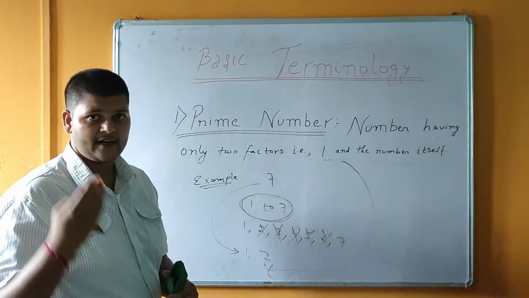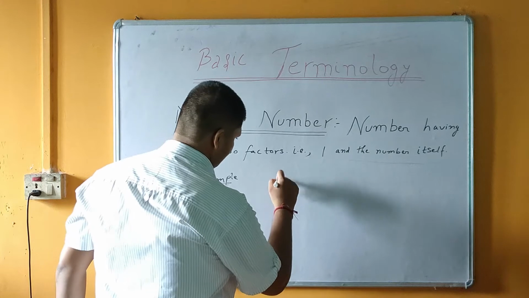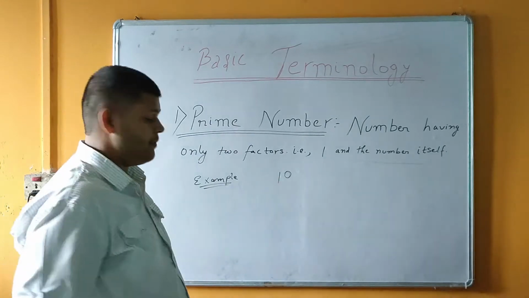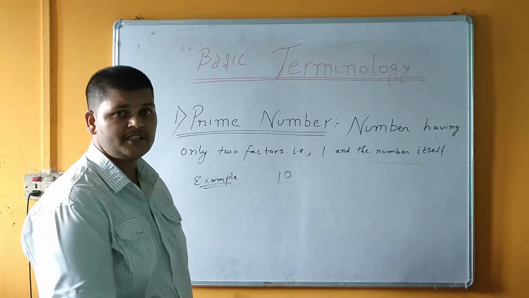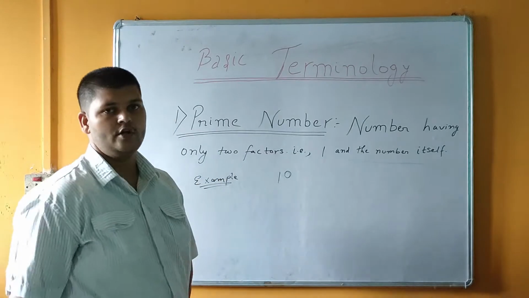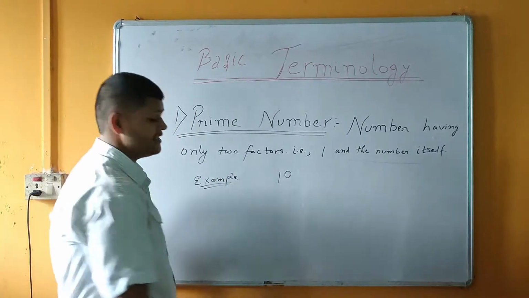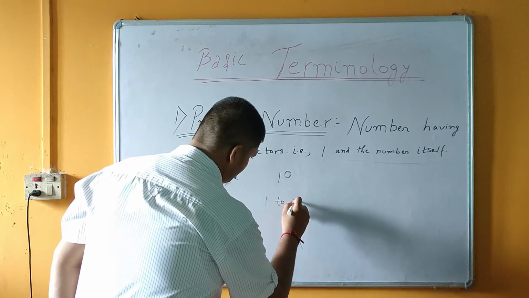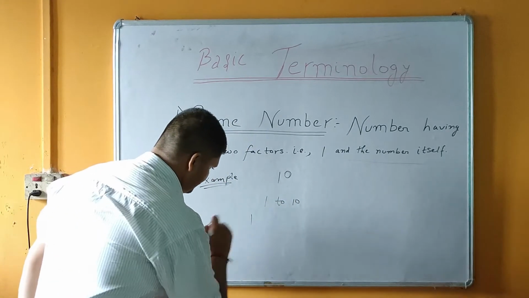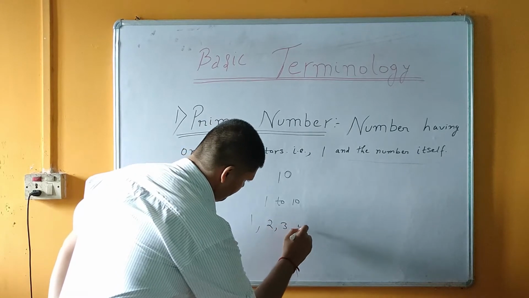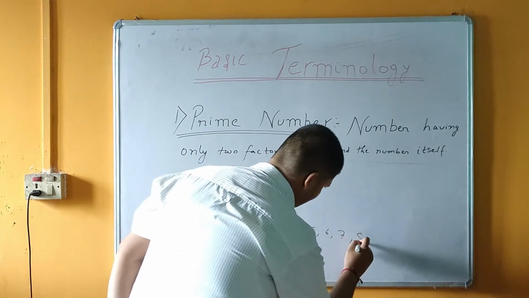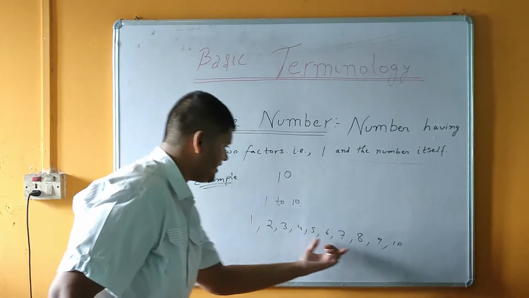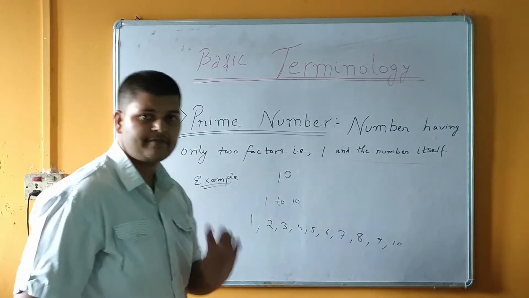Okay, now we will take another example. I am taking the number 10. This is the given number and I would like to test whether 10 is a prime number or not. So what shall I do? I will read the table from 1 to 10. The range will be from 1 to 10, so we extend it: 1, 2, 3, 4, 5, 6, 7, 8, 9 and 10. We have written this range in extended form.